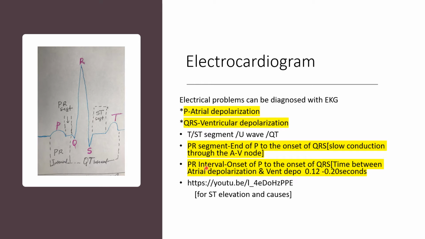Now, the PR interval. The PR interval is the onset of P to the onset of QRS. Some will label it as the onset of Q. That is just a matter of function of time. Time between atrial depolarization here and ventricular depolarization here. And that is expected to be 0.12 seconds to 0.20 seconds. So that is what the PR interval is all about. It's a function of time.